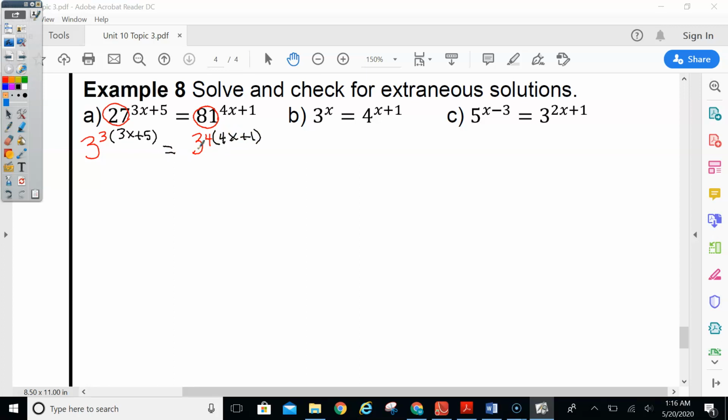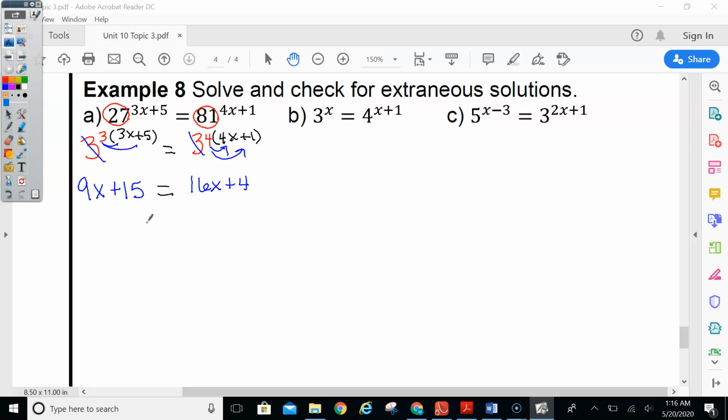So we saw that when the bases are the same, we can actually just cancel them out and set exponents equal. So distribute this exponent, and we get 9x plus 15. And distribute this exponent, and we get 16x plus 4. And now we just solve for x.